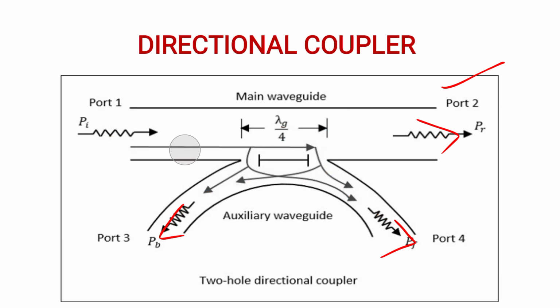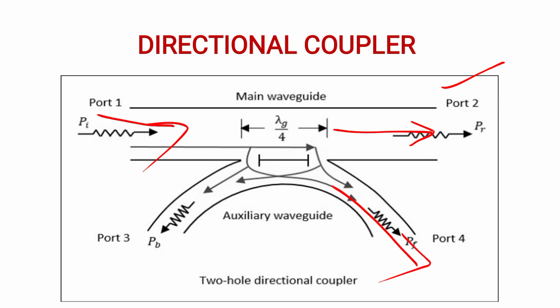Here we can observe there are four ports. When we incident a power at port 1, the power splits between port 2 and port 4, and no power enters port 3. So we call port 3 an isolated port. Why isolated port? Because when we incident a power at port 1, the power is delivered at port 2 and port 4, not at port 3.